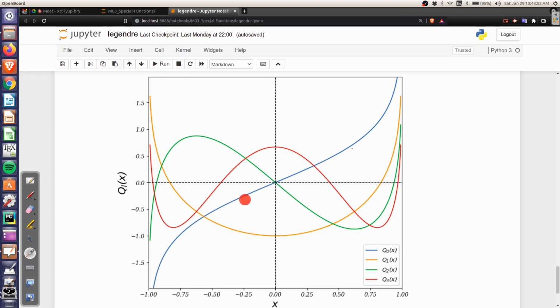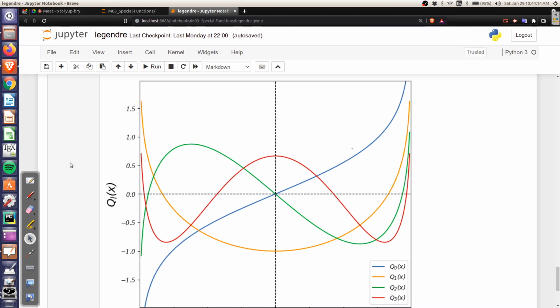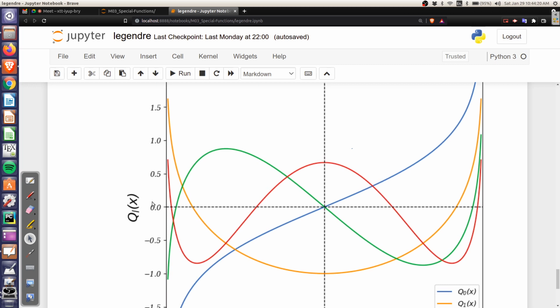So this is Q0, this is how it looks. Then Q1 is this orange part, this is how Q1 looks. Then Q2 is the green curve, this is how Q2 looks. And Q3, this red curve, this is how Q3 looks. Just for the sake of completion, I'm giving these plots also. All of these plots we get from the functional form using the Wronskian method. Any questions so far? Anyone?